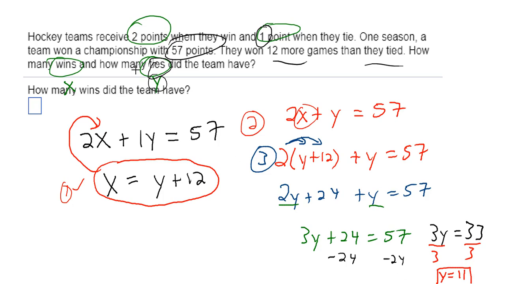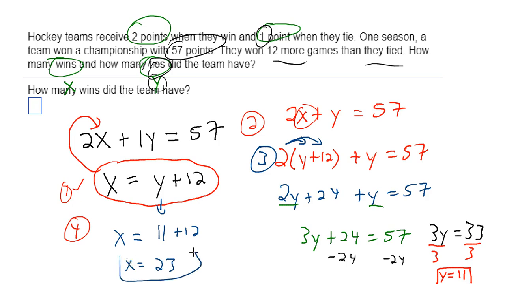So that tells me they tied 11 games, right? Because y was the number of ties. How do I find the number of wins? I complete the process for solving the system of equations. I take y equals 11, and I plug it back into one of these original equations. I'm going to choose the bottom one because it's much easier to work with. We'll plug in 11 for y, and we'll get that x is equal to 11 plus 12, which is going to be 23. And so this is the number of games that they won.